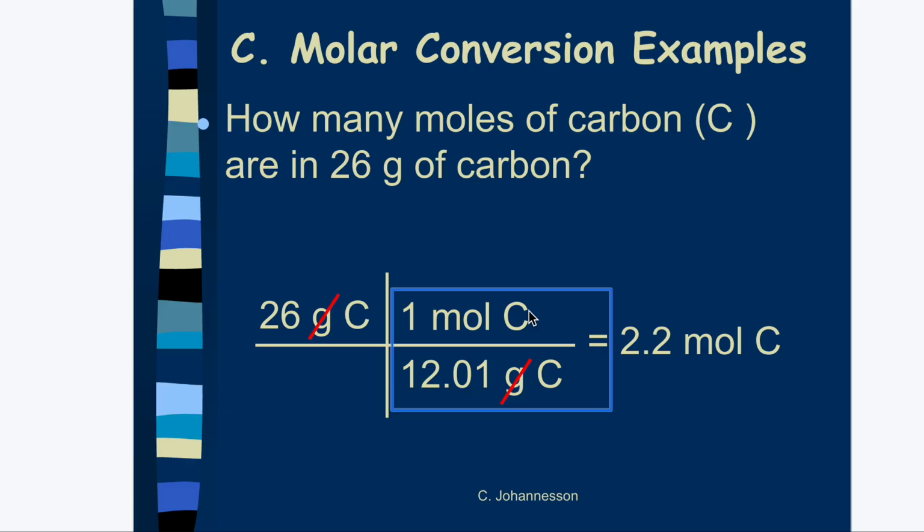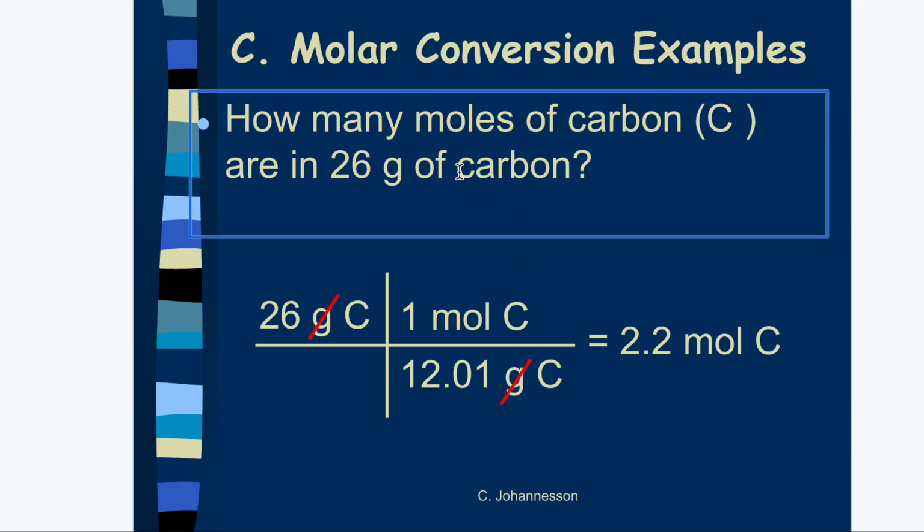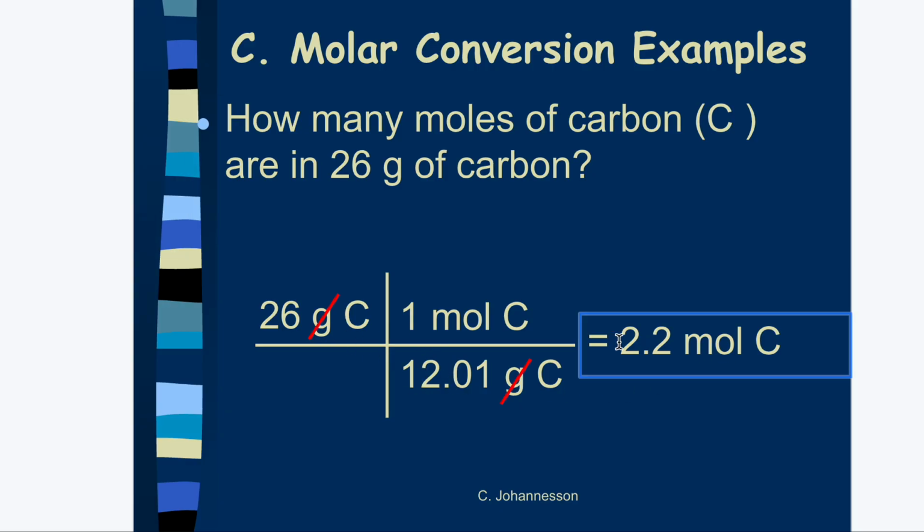Now, why is it 1 mole? Right here there's an imaginary 1. So 1 mole of carbon. If it said 2 moles of carbon, or if it had a 2 right here, that would be 2 moles of carbon. But there's no number, so we're going to say it's a 1. So 1 mole of carbon. So all you do is you're going to multiply the top, multiply the bottom, and then divide them. So 26 times 1 gives us 26. There's no number here, so we're just going to use this number. So then we do 26 divided by 12, and that gives us 2.2 moles of carbon.